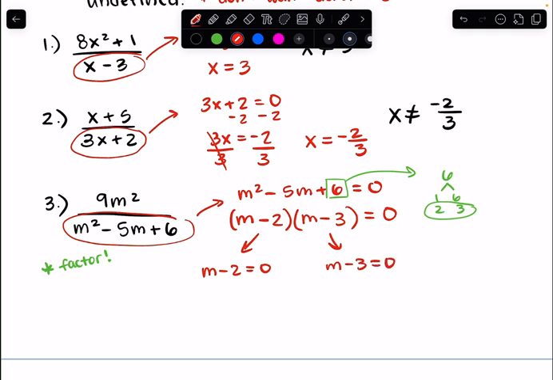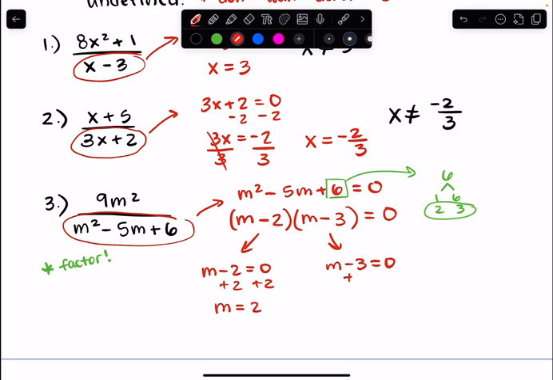So the reason why we have 2 solutions, okay, this is the fundamental theorem of algebra right here. Whatever this exponent is right here in the front is going to tell you how many solutions that you have. Okay, and so that's why we have 2 solutions. So the first one, m minus 2 equals 0. You add 2 to both sides. So m equals positive 2.